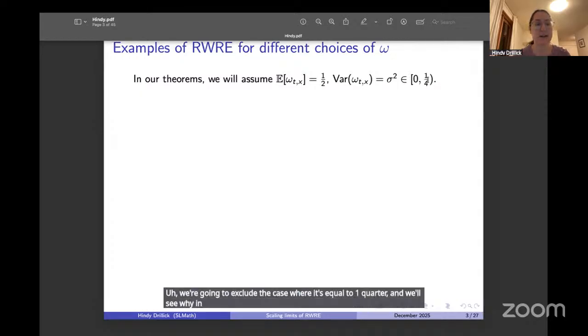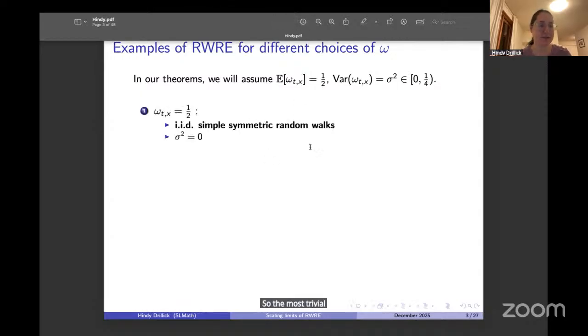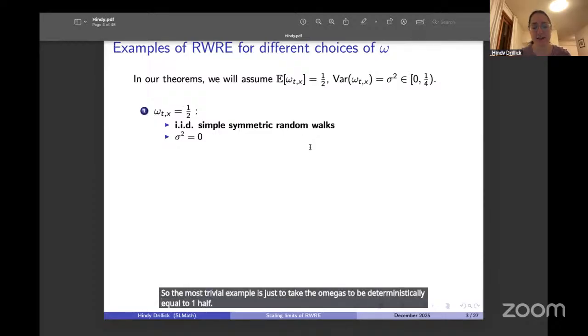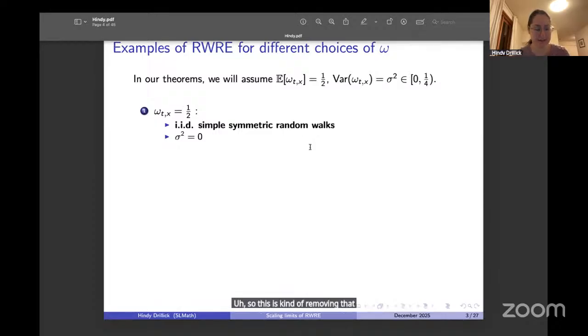So the most trivial example is just to take the omegas to be deterministically equal to 1/2. This is removing that second level of randomness, but this just gives us IID simple symmetric random walks, right? There's no random environment. And this corresponds to the case where sigma squared is equal to 0.